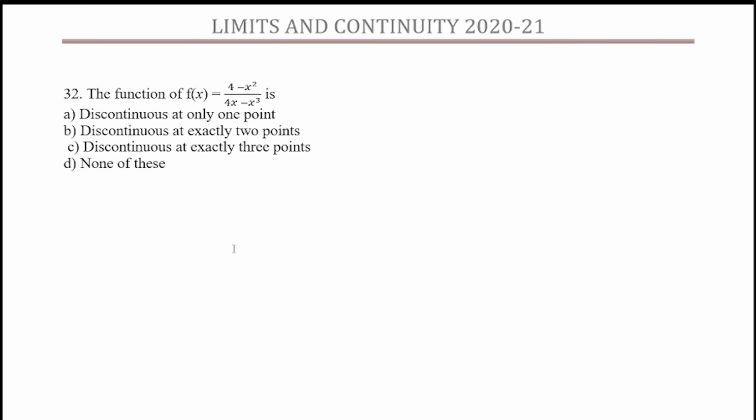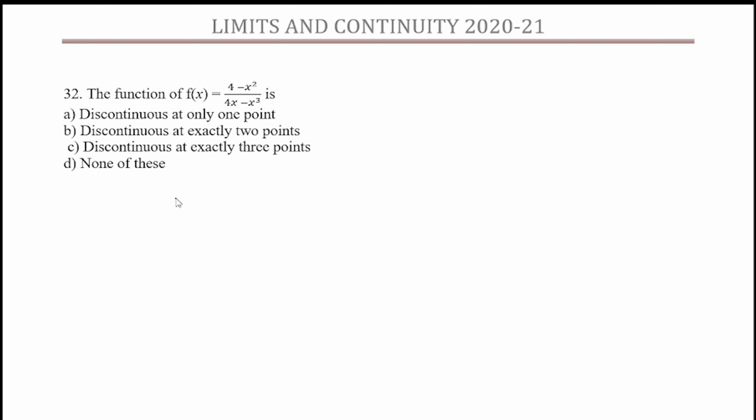Okay. Next question. Question number 32. The function f of x equal to 4 minus x square divided by 4x minus x cube is discontinuous at only one point, discontinuous at exactly 2 points, discontinuous at exactly 3 points, none of these. So for it to be discontinuous, at how many points, what x values substituted make it discontinuous? Discontinuous means not defined.